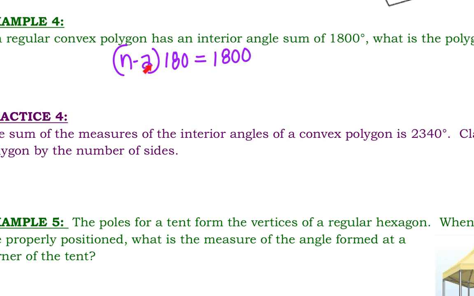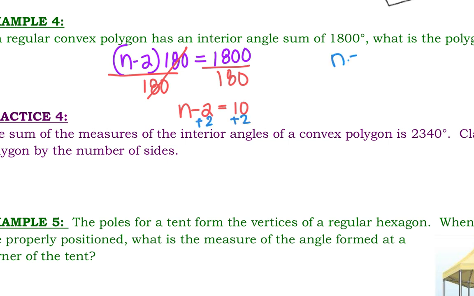Look at the process. It's n minus 2 times 180. You're undoing the formula. What's the last thing we have to do in the formula? N minus 2 times 180. What's the last thing we do here? Multiply. So what's the opposite of multiplying? Dividing. Good. What are we going to divide by? 180. Good. So divide by 180. What do we get when we divide by 180? 10. And then what do we have to do with the 2? Add 2. Good. So n equals 12.